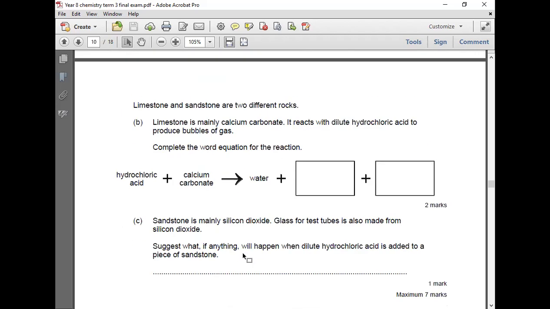So limestone and sandstone are two different rocks. Limestone is mainly calcium carbonate. It reacts with dilute hydrochloric acid to produce bubbles of gas. Complete the word equation for the reaction. Hydrochloric acid plus calcium carbonate, what comes out is water plus something. What's that thing? You need to fill up those two boxes.